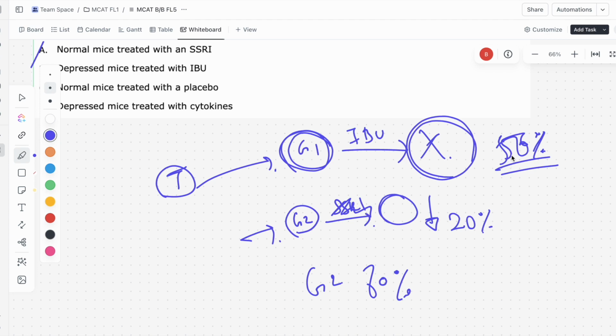We need to know where these mice started off. And if we're just comparing to an 80% depression rate in the mice that we already know are depressed, these numbers might always look lower, or they might look similar to this. We just can't tell if that's IBU causing depression or not.